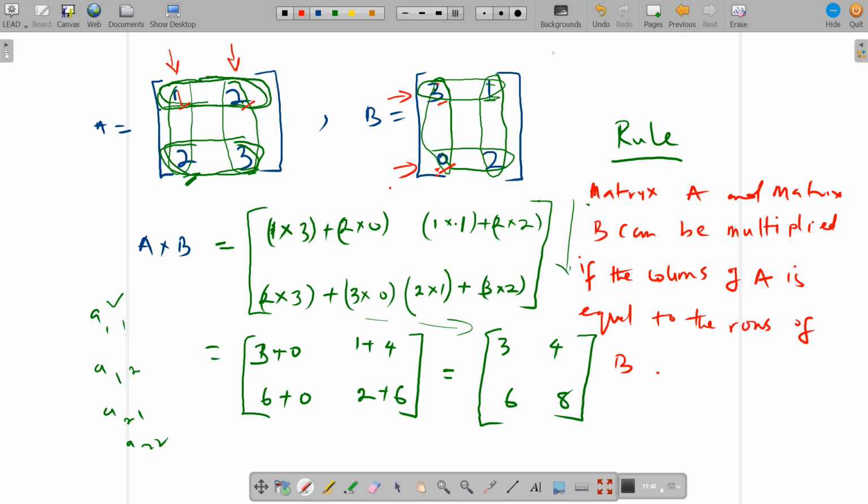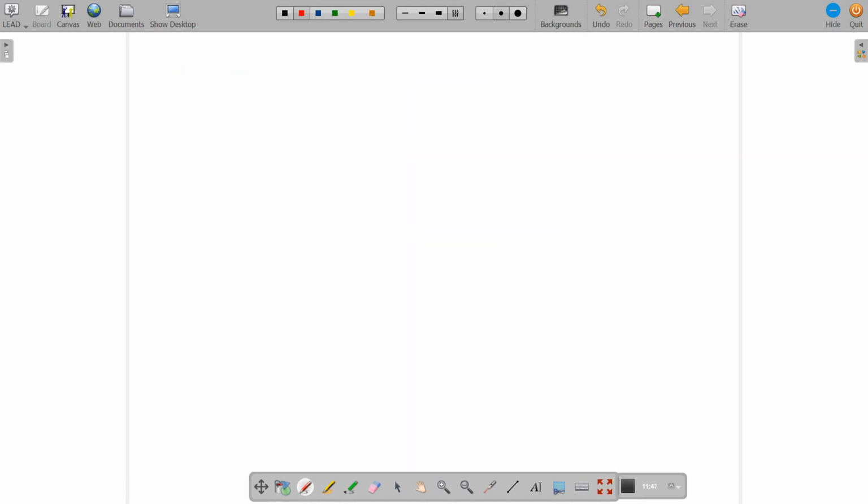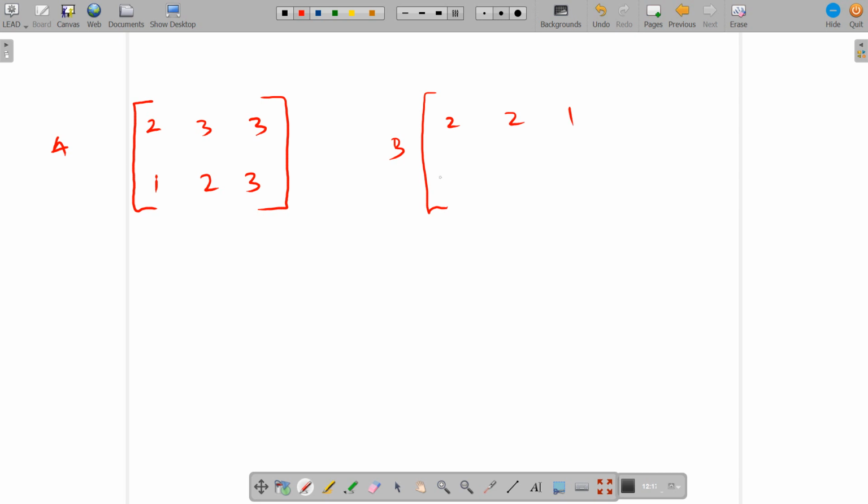Now let's look at another example. So I'm opening another page. Now let's look at this and tell me if they can be multiplied. Let's say this is A, then this is 2, 2, 3, 1, 2, 3. Then this is B, let's say 2, 2, 1, 1, 1, 1. If you look at it, the number of columns here is 1, 2, 3, and the number of rows here is 1 and 2. They are not equal, so it means they cannot be multiplied.